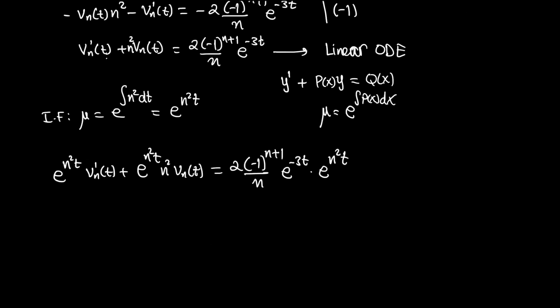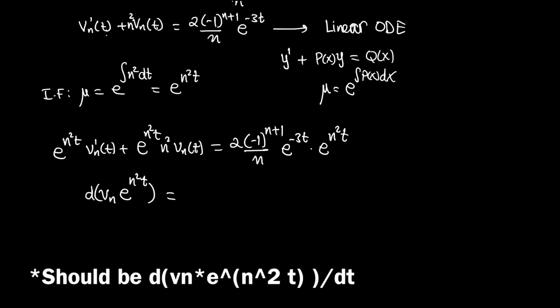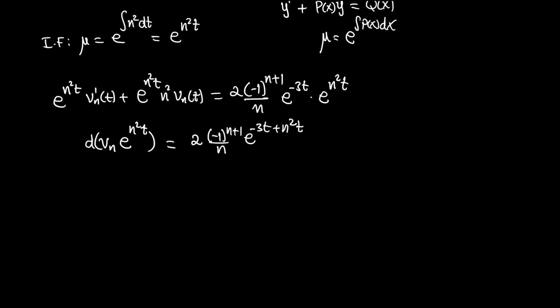Now this side is the same as the derivative of Vn times e to the n squared t. So this will be equal to 2 times (minus 1 to the n plus 1) over n, e to the minus 3t, plus n squared, like that, times e to the n squared t, so just 2 times (minus 1 to the n plus 1) over n, e to the (n squared minus 3)t.